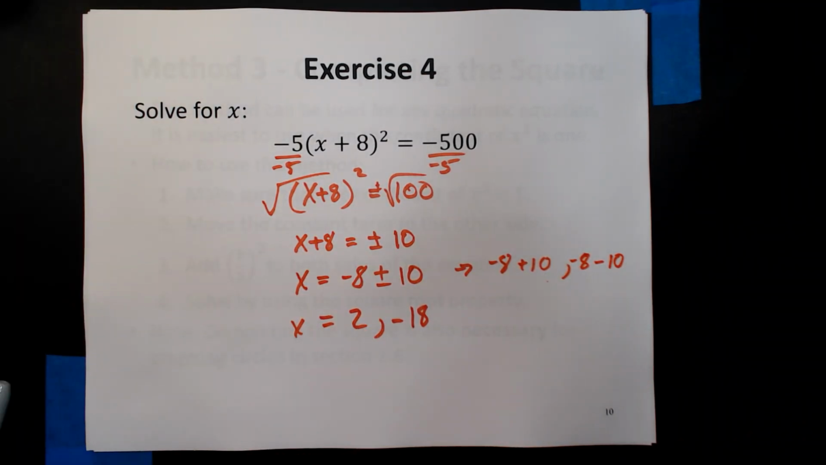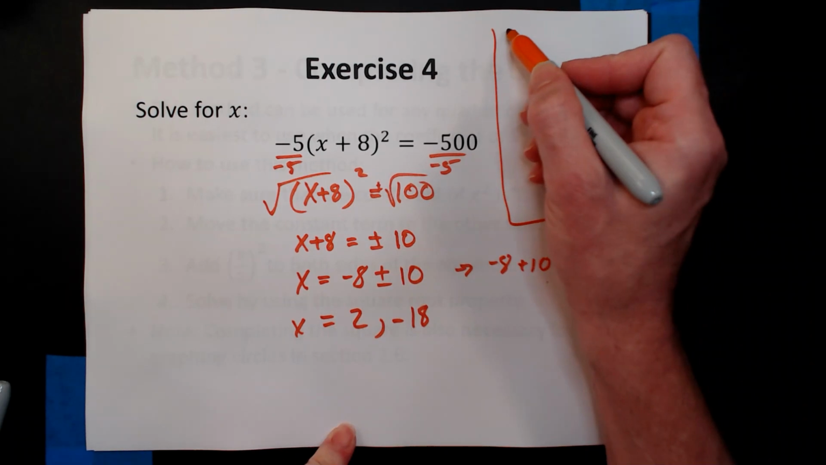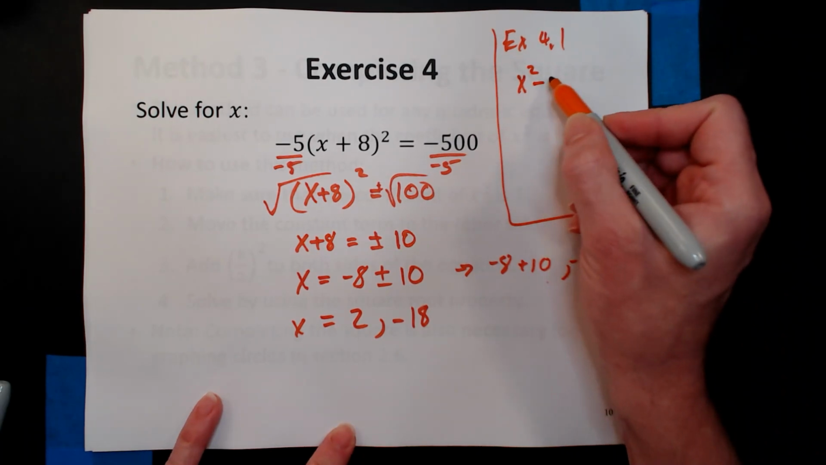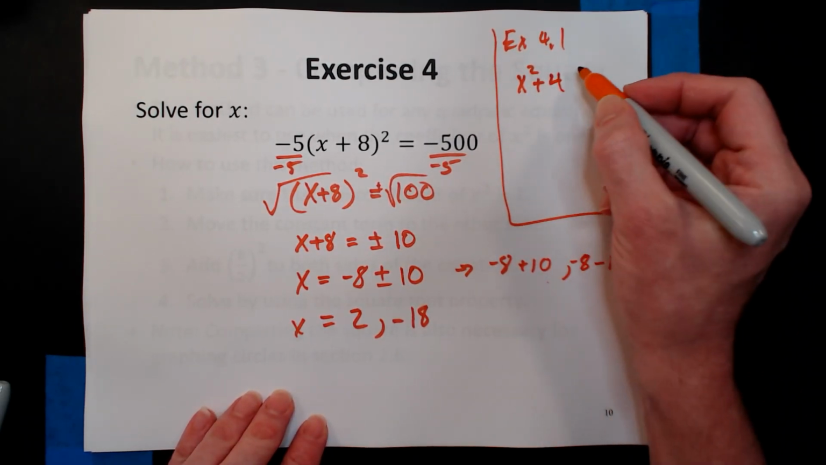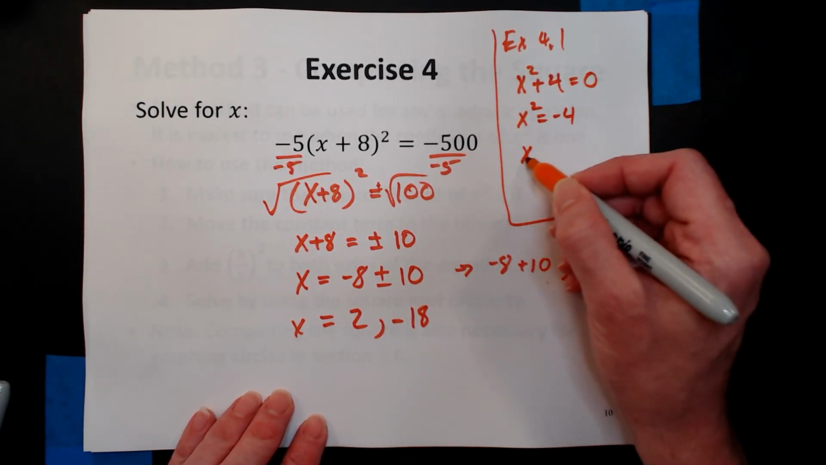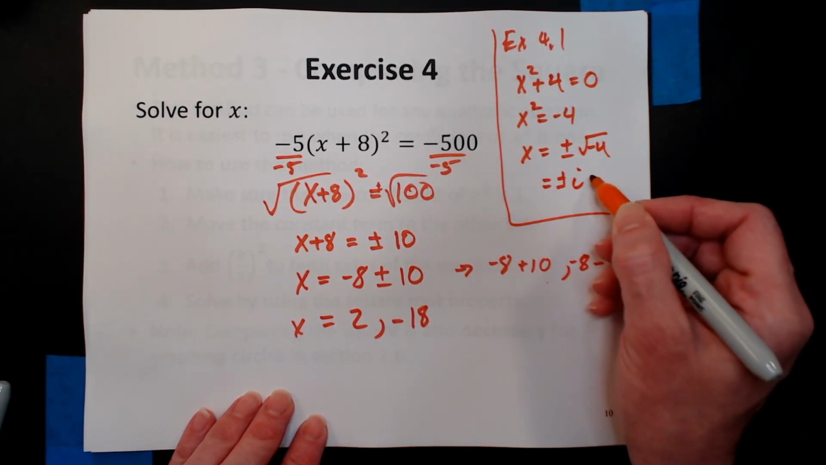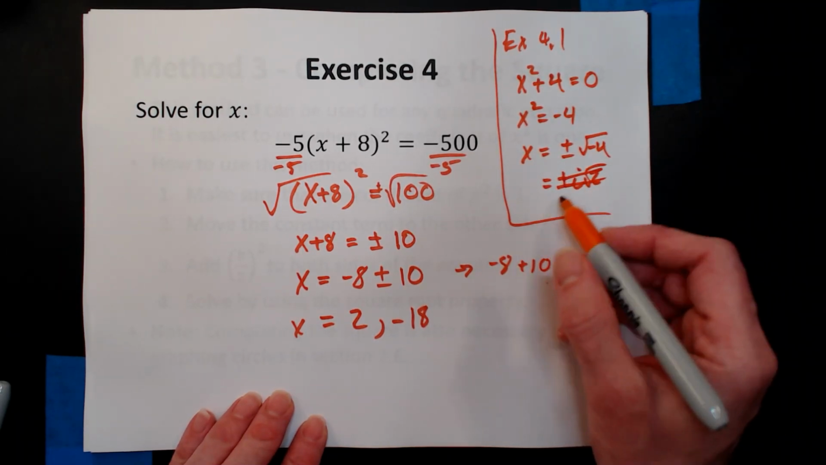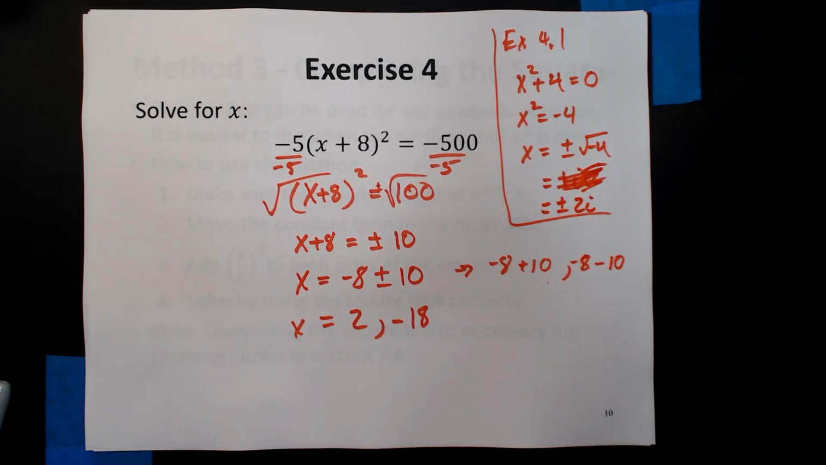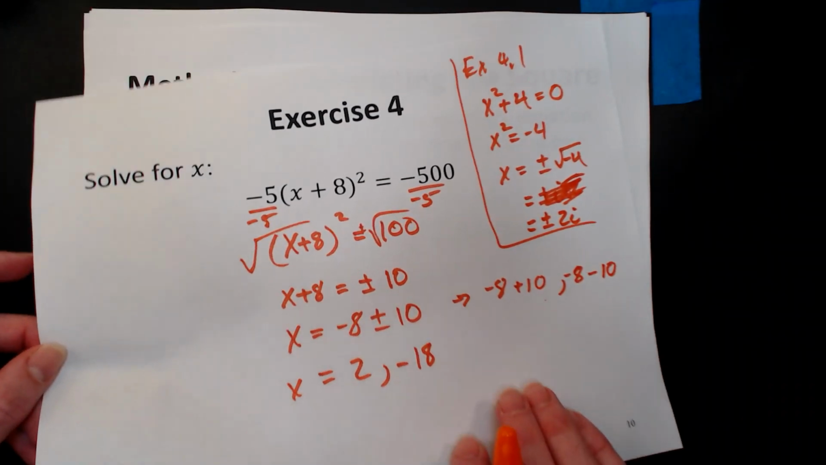Now note, this method can generate imaginary numbers. For example, this would be a separate example, exercise 4.1. If you had something like x squared plus 4 equals 0, well, that'd be x squared equals negative 4. So x equals plus or minus the square root of negative 4, which we would write as plus or minus 2i. So if you get negatives underneath that square root, you need to bring them out as i's.